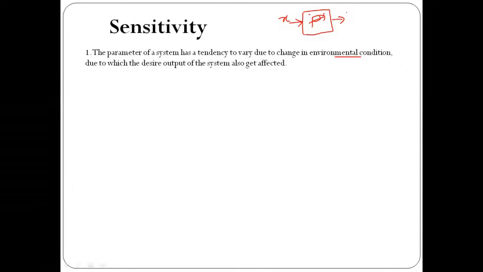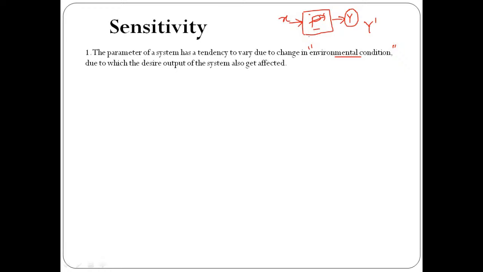For example, suppose this particular system is designed to generate output y for parameter p, but due to change in the environmental condition, the parameter of the system is going to vary, because of which the desired output of the system is also going to change. So instead of generating y, it may be possible that this particular system is going to generate output y dash. So this particular tendency is known as sensitivity. That means how, or by what factor, the output of the system is going to change if the parameter of that particular system is going to vary. That we can determine through sensitivity.